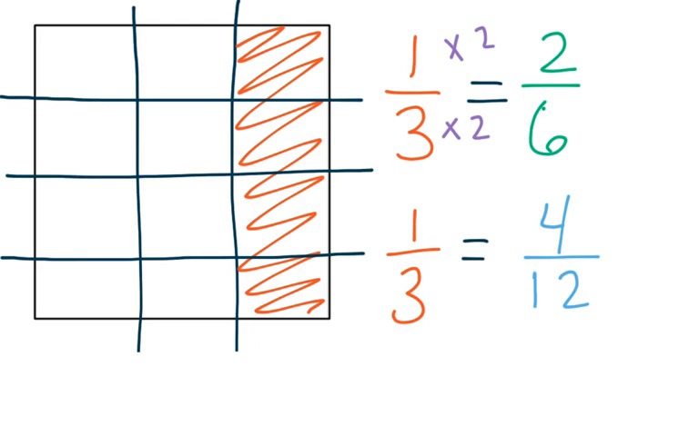How did I go from 1 to 4? I multiply times 4. How do I go from 3 to 12? I multiply times 4. So whatever I did to my numerator, I also did to my denominator.